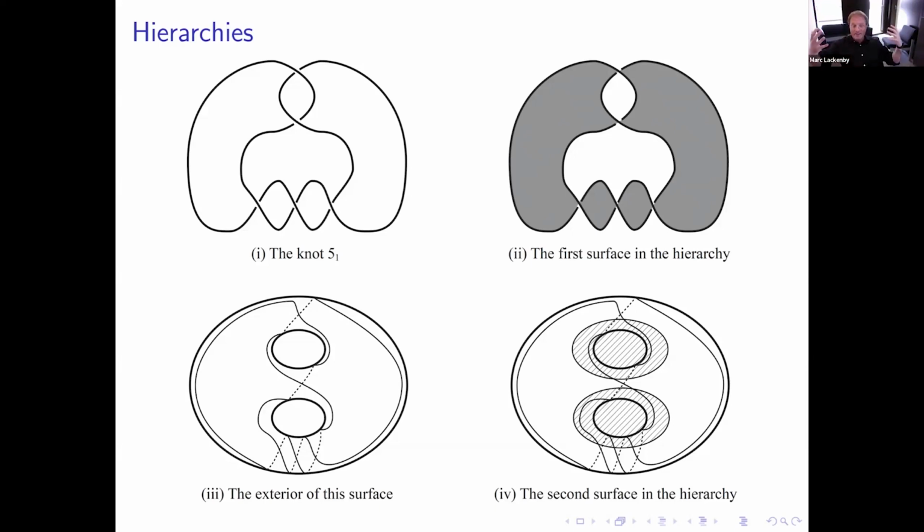So the outside of that, which is just a handle body, is the next manifold, M2. And then you can just find two disks properly embedded in there, you cut along them, and then the result is a three ball, and that means you're done. So that's a hierarchy for this knot 5-1.